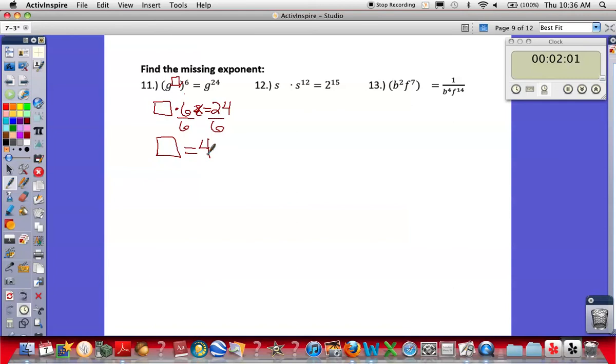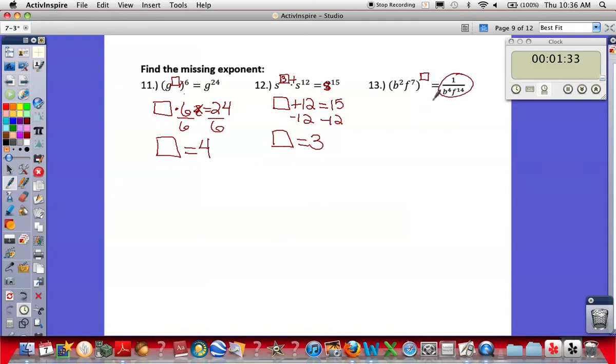Well, in here, let's think about what would have to be here. Oh, when you have product, you would have to add them. What plus 12 has to equal, and change your base here to an S, has to equal 15. Well, if you subtract 12 from both sides, you get that your box, your missing exponent, would have to equal 3. And the last one, you can't see your box, but it's out here.